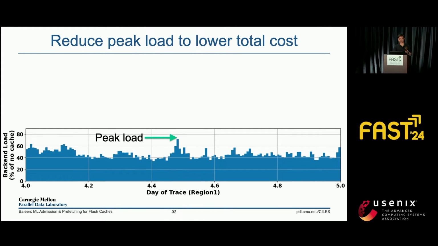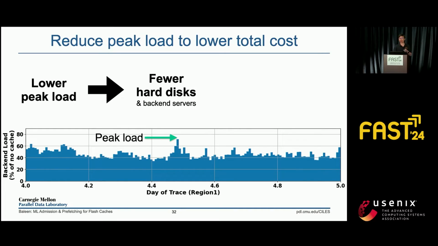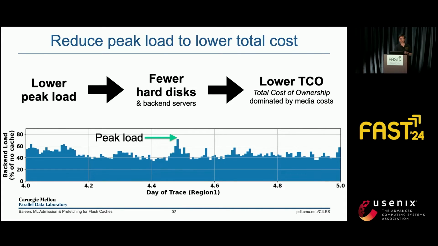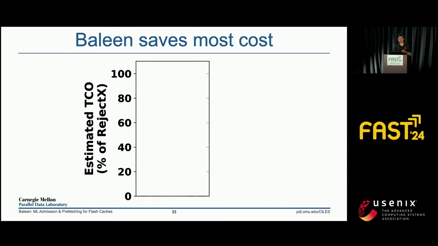I'm going to recap. How do we get from there to cost? I'm going to recap the connection, and that is that by lowering the peak load, we can have fewer hard disks and backend servers that we need to serve that peak load, and thus we can lower the total cost of the system.